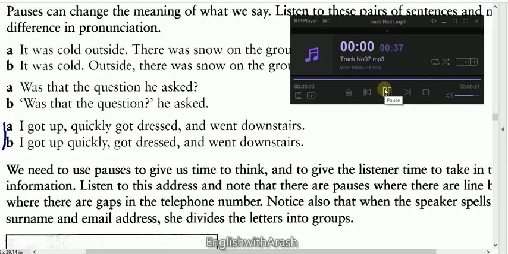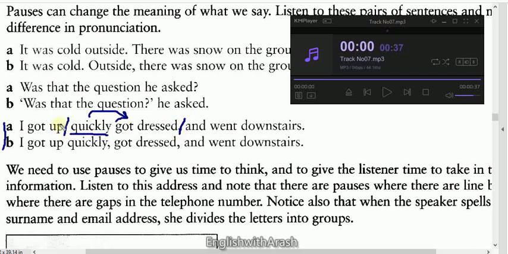I got up quickly, got dressed, and went downstairs. So here also the difference in meaning is noticeable, right? It says I got up, quickly got dressed. So here quickly is for got dressed, because we stop here, you make a pause here, right?